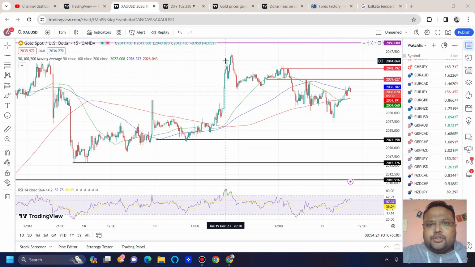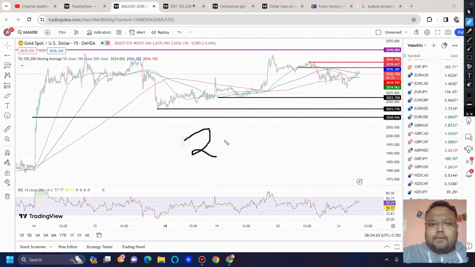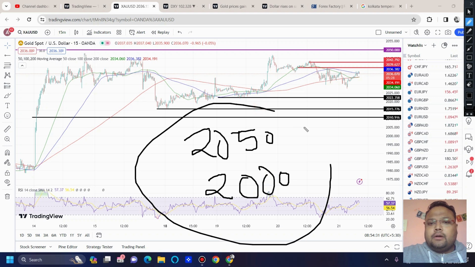And see that on the chart of gold, the range is still the same here, and we can expect the market to stay inside the range only. We have the range of 2050 on the upside and 2000 on the downside. So this is the bigger range of gold, and we can expect that at the time of Christmas, after Christmas, and in the first week of January, the market will also stay inside the range only.